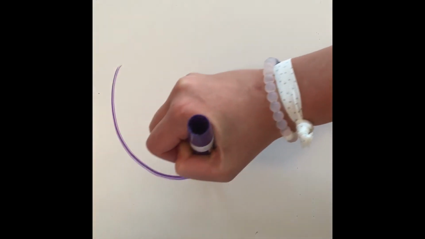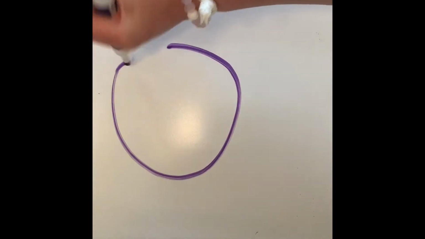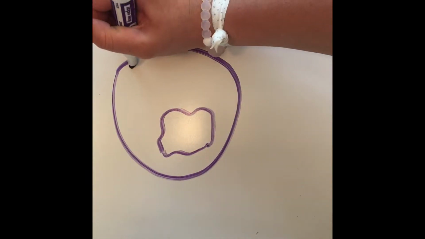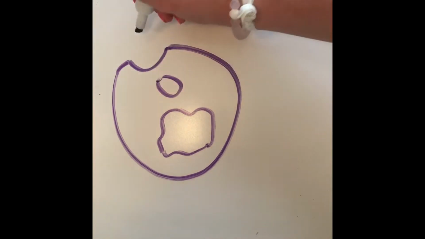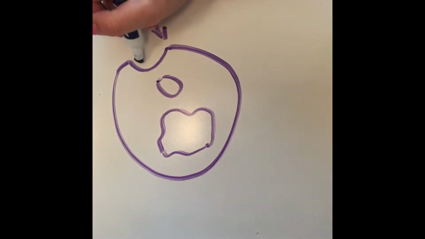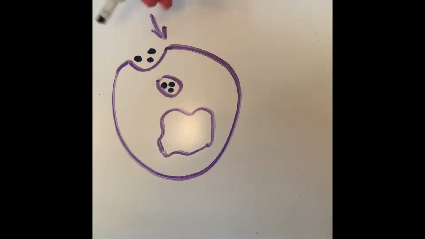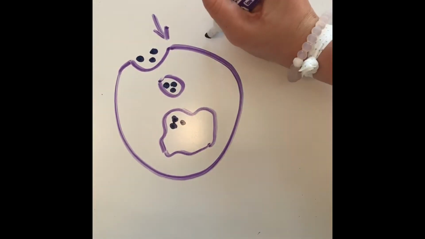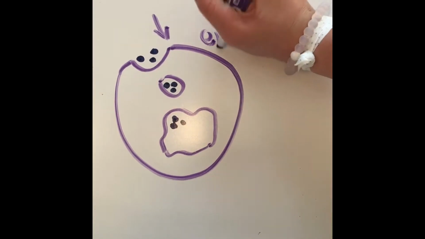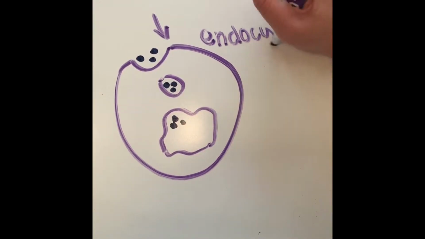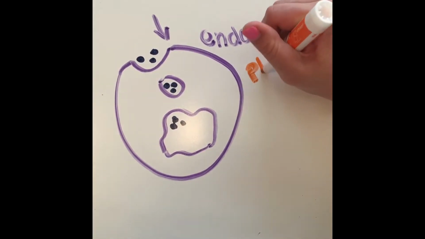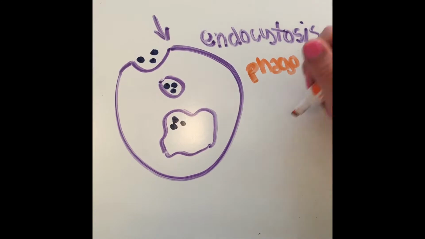The cell can also perform endocytosis, in which particles from the outside of the cell are taken in by a vesicle and moved to the Golgi body. Endocytosis has three kinds, which include phagocytosis, in which the cell is eating, pinocytosis, in which the cell is drinking, and receptor-mediated endocytosis.